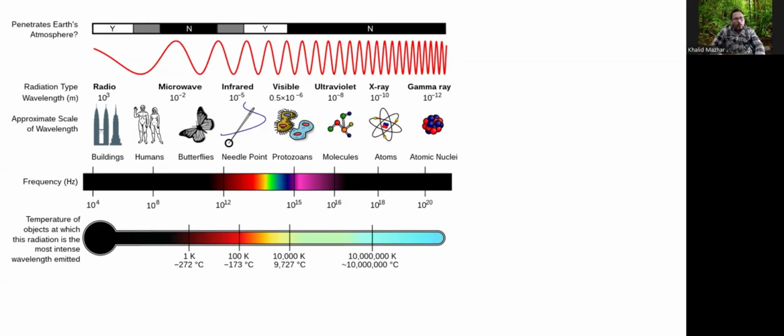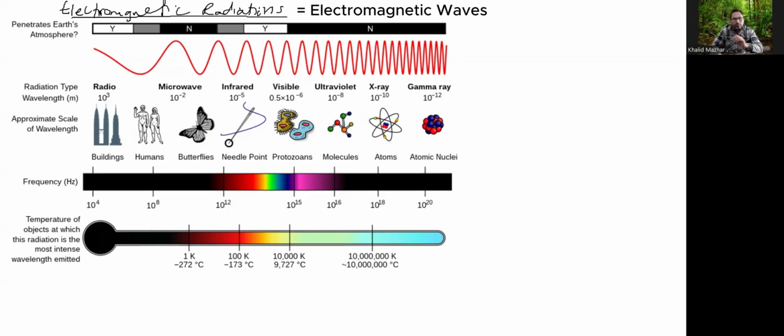Now, these are electromagnetic radiations. They are basically waves of electromagnetic nature. So these waves include radio waves, microwaves, infrared, visible, ultraviolet, X-rays, gamma rays. So these are the different types of electromagnetic radiations that we have.